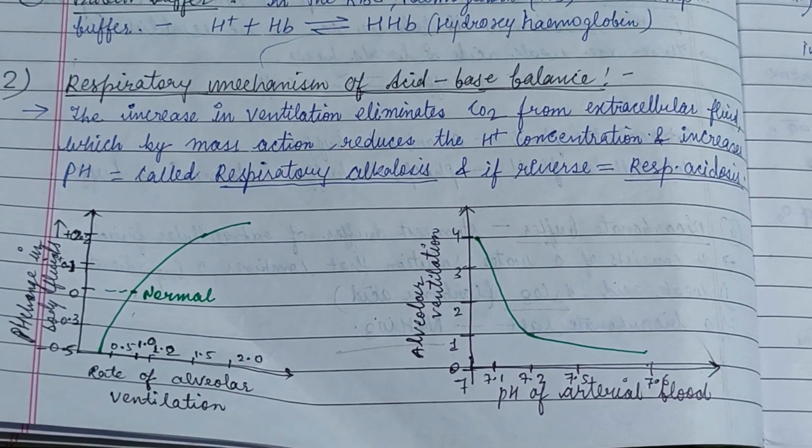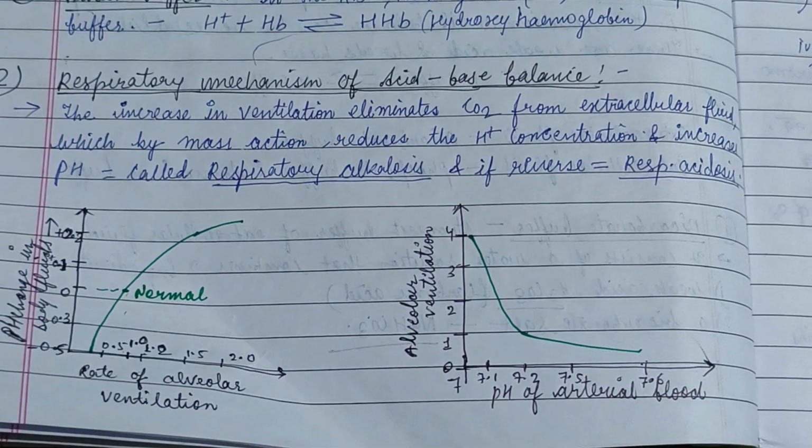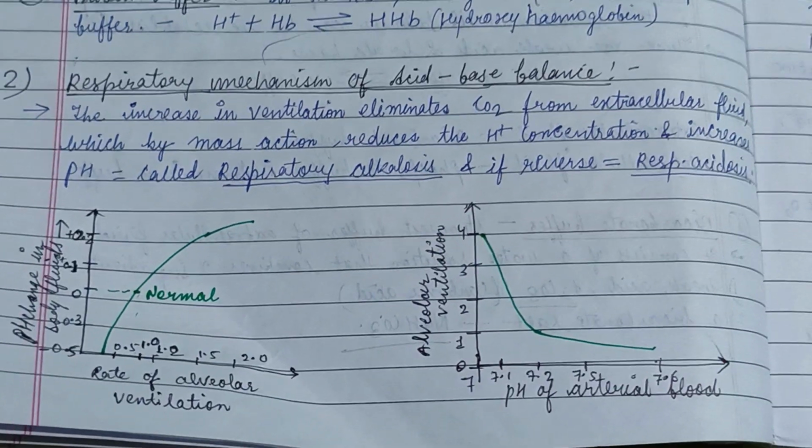Now the respiratory mechanism of acid base balance: an increase in ventilation eliminates CO2 from the extracellular fluid, which by mass action reduces the H plus concentration and increases the pH, called respiratory alkalosis, and if it is reversed, it is known as respiratory acidosis.